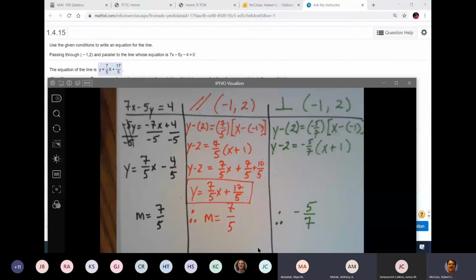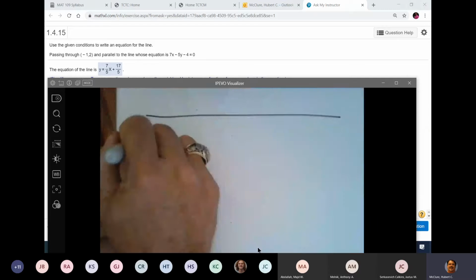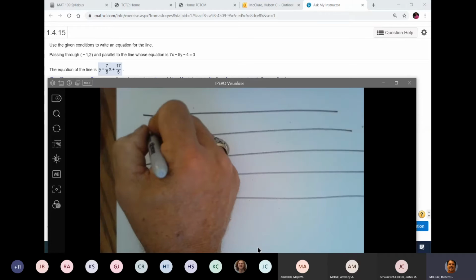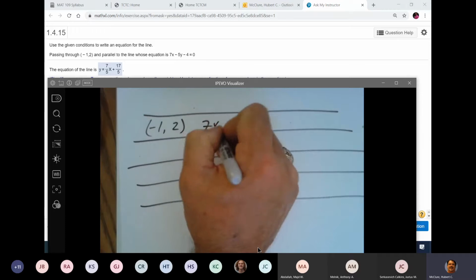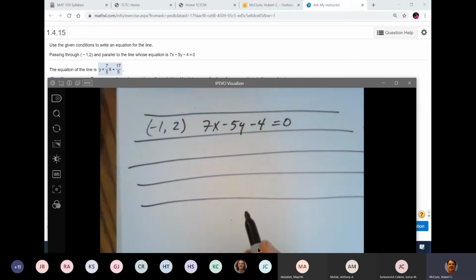Step by what? Step by step. Why? Well, some of y'all, this is how y'all try to do things. This is your notebook paper lines right here. And you write, let's say, negative 1, 2, and then 7x minus 5y minus 4 is equal to 0. And you try to do it in 3 lines. That's what y'all try to do.